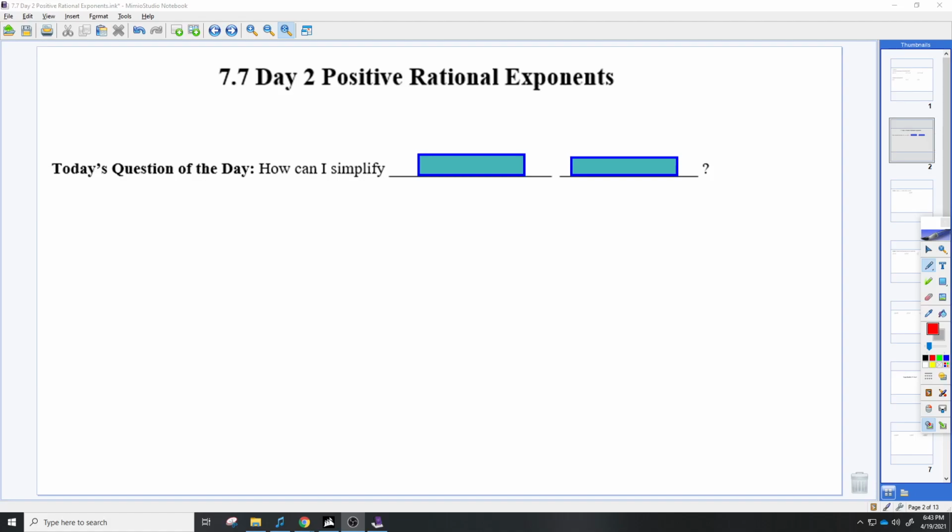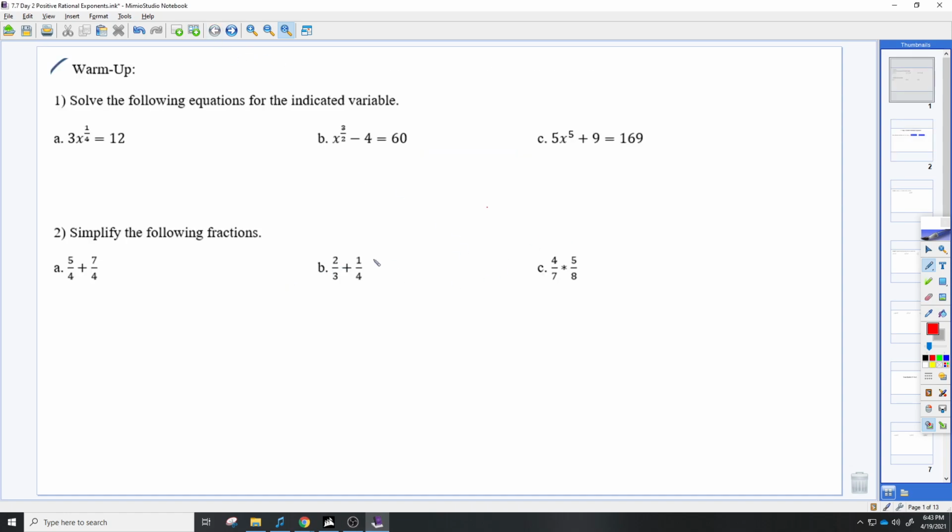Then we're going to keep looking at positive rational exponents. So this will be day 2 of 7.7. And specifically, we're going to be talking about putting those rational exponents together. So I actually want to go back to the warm-up real quick and just remind ourselves how we put fractions together. Because we're going to be doing it again, but just with them being as an exponent.